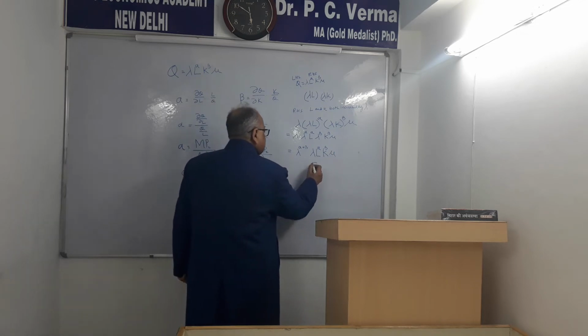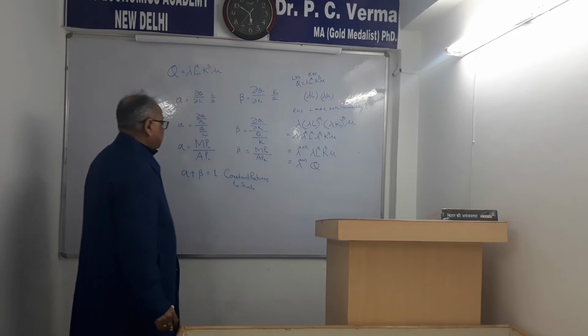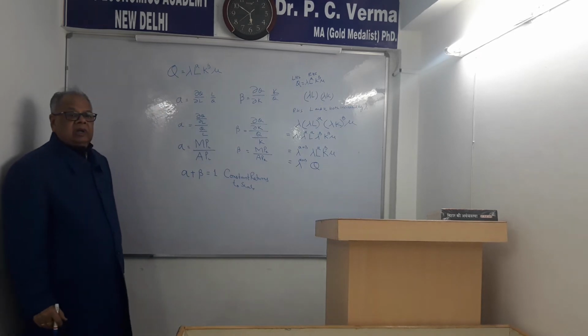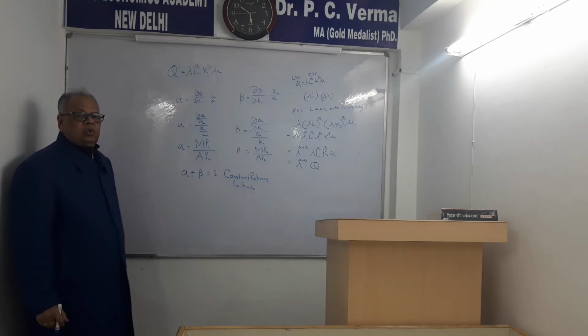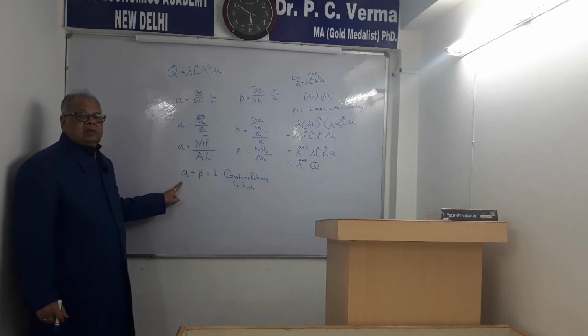Result is that this is Q, and write like this: lambda to the power alpha plus beta into Q. This is the assumption that alpha plus beta must be 1. Only then constant returns to scale will operate.